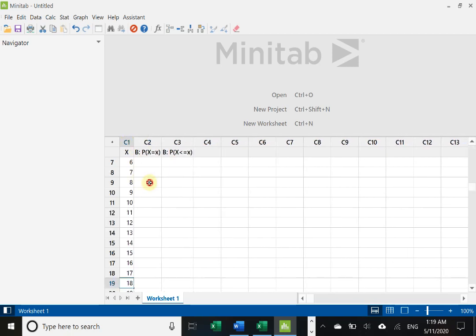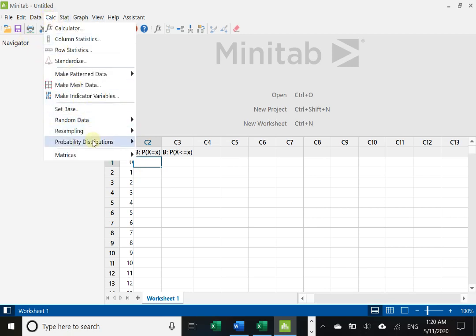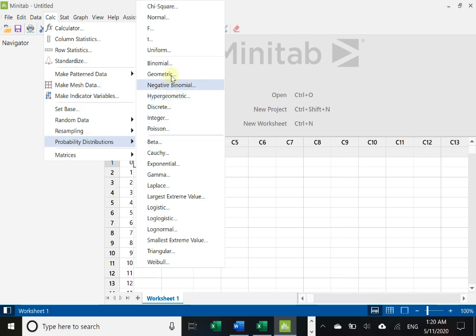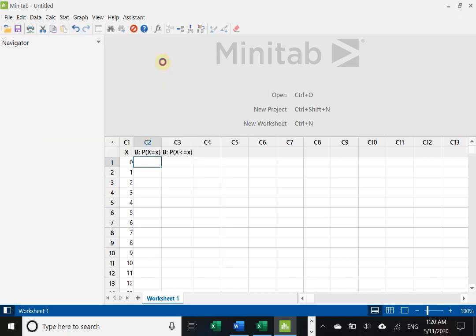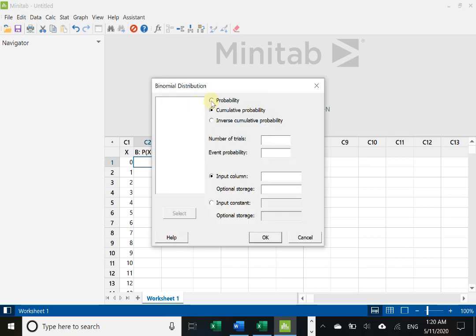And there you go. Now, let's calculate these probabilities. Probability distribution. So I'm going to go Calc, Probability Distribution. We're going to go to Binomial. Remember we were at geometric. Now we move to binomial. And then I'm going to go Probability, number of trials. That's going to be 20. Event probability, that for us means probability of success, and that success was 20%.